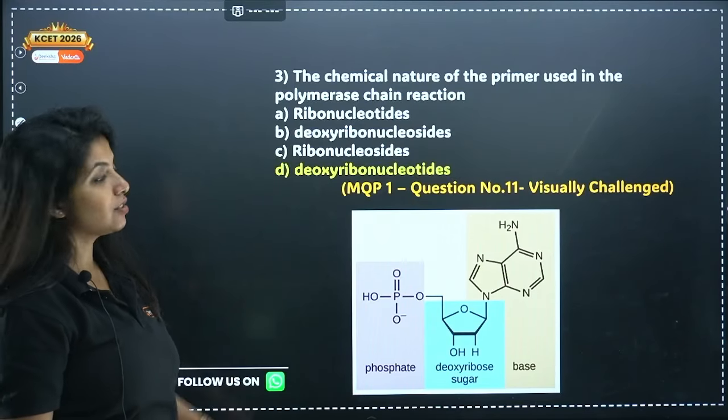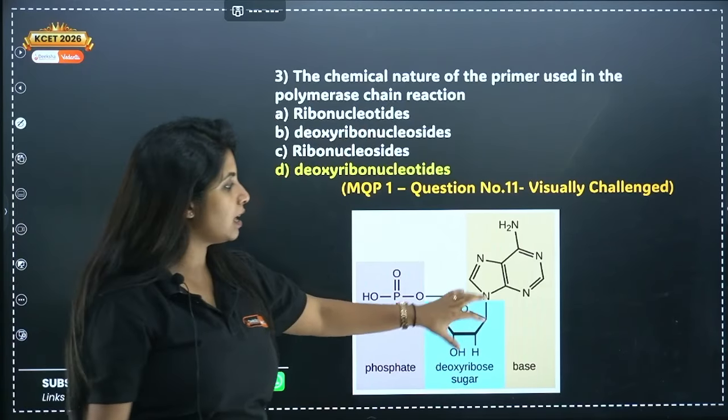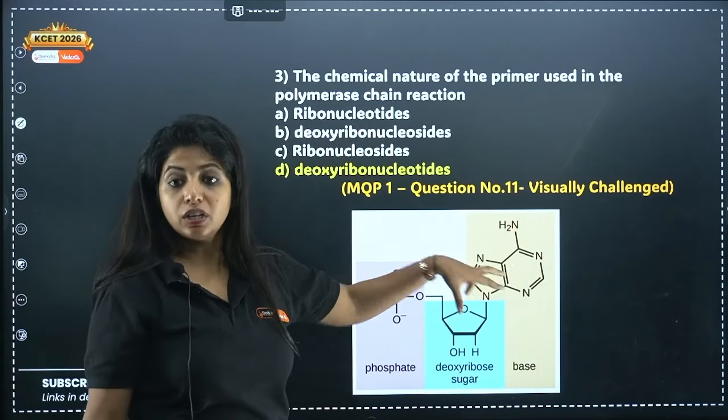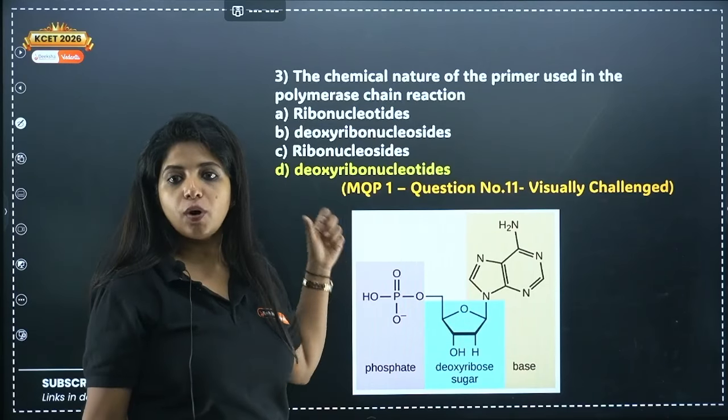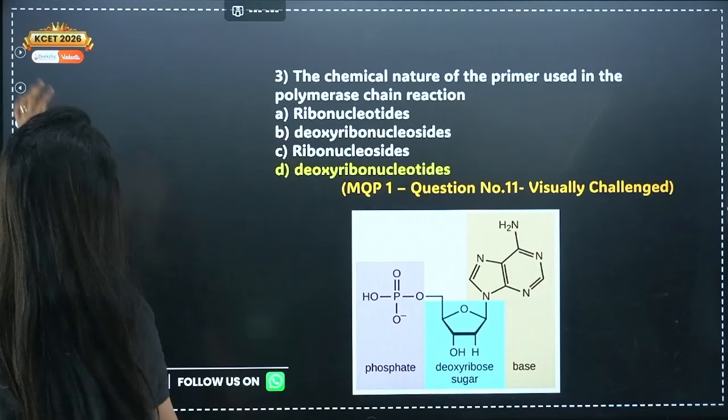It's not sides. Deoxyribonucleoside means basically just the sugar is there and the nitrogen base is there. Here you need phosphate also. In that case, you call it deoxyribonucleotide. This whole thing is a nucleotide.